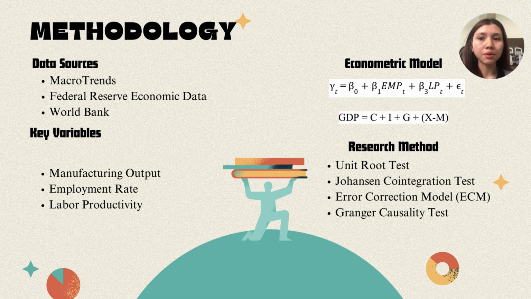The third one is labor productivity. This data was taken from the World Development Indicators by the World Bank. Productivity was measured as GDP per worker using constant purchasing power parity to maintain comparability across time.